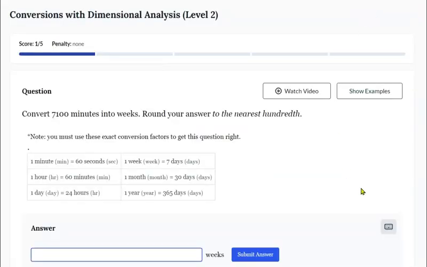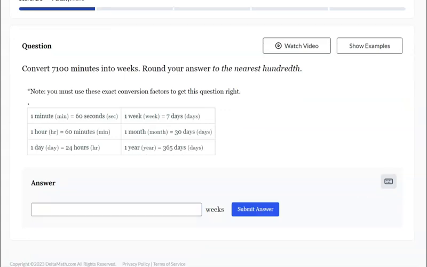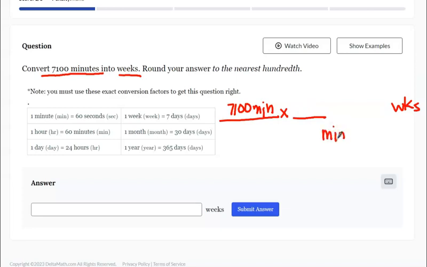All right, let's try another one. Remember, the goal is to cancel out whatever you have, 7,100 minutes, and we want to turn it into weeks. And the only way for that to happen is for minutes to be multiplied by another rate from the chart, where the minutes has to be in the bottom. Okay, so do we have anything with minutes to weeks? No, the only thing we have is minutes to seconds. So it looks like I'm going to get seconds up here. So the conversion is 1 minute is 60 seconds.